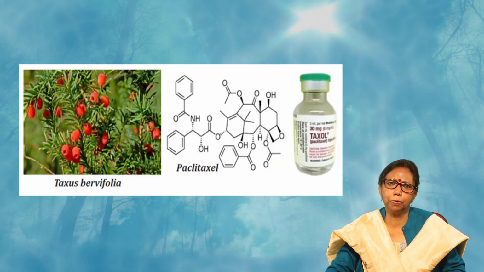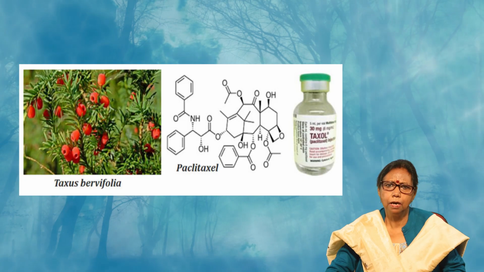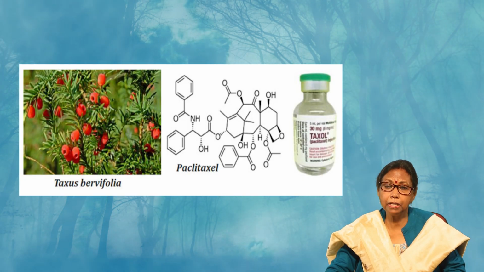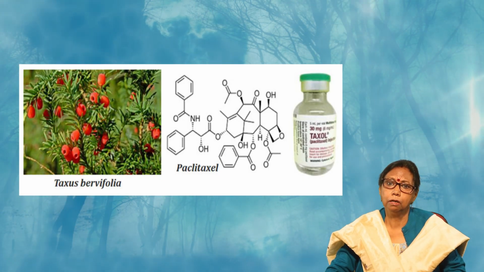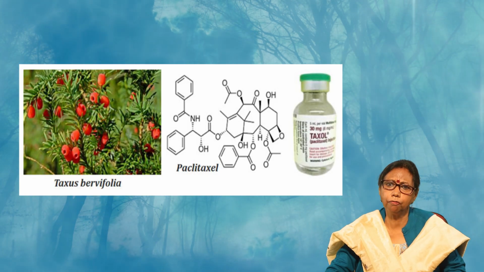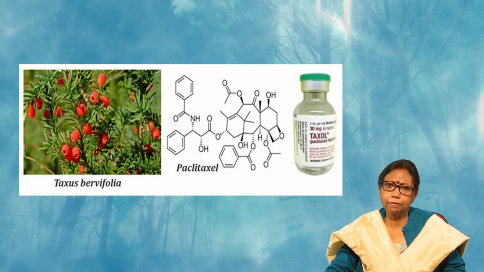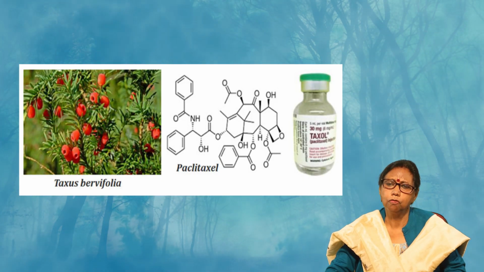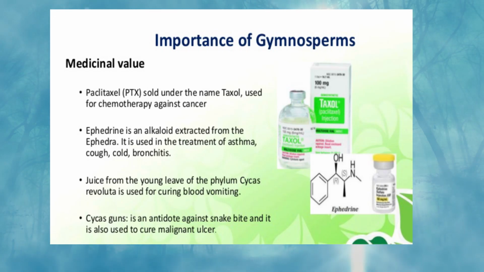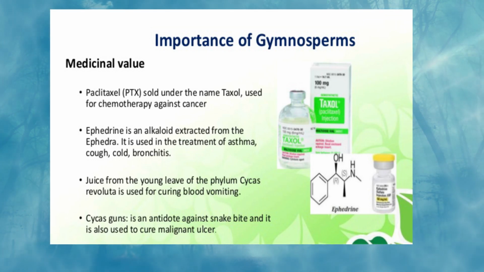Then we have Taxus brevifolia. This gives out an active component, taxol, and it has been found that ovarian cancer has been cured with this compound where other methods such as surgery have failed. So, Taxus brevifolia gives a very important component of cancer medicine. Ephedrine is an alkaloid used in cough syrups and in the treatment of asthma, cold, cough and bronchitis.